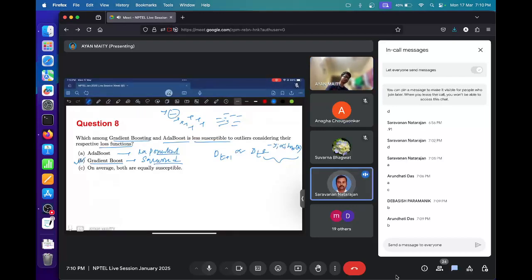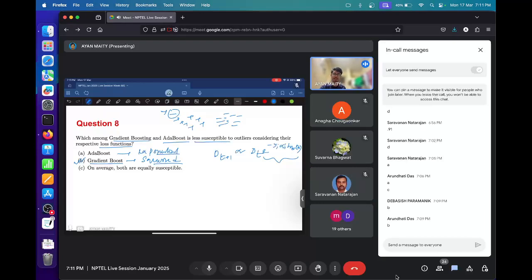Doubt is, you're getting a loss function. You're telling a loss function. That's an error, right? Entropy or a loss function. If it is exponential, then how is it less susceptible, sir? So this is what I'm explaining. Let me explain first.